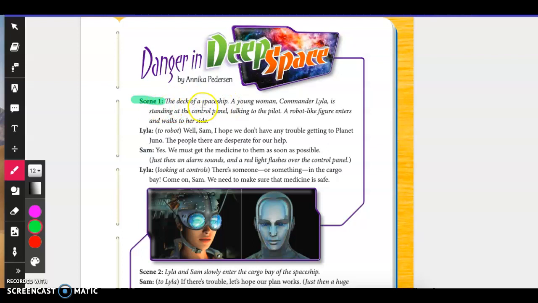It says that they're on the deck of a spaceship. A young woman, this is our character, Commander Lila, is standing at the control panel talking to the pilot. So we have a pilot, Commander Lila, and a robot-like figure enters and walks to her side. So the robot-like figure is another character in the story.